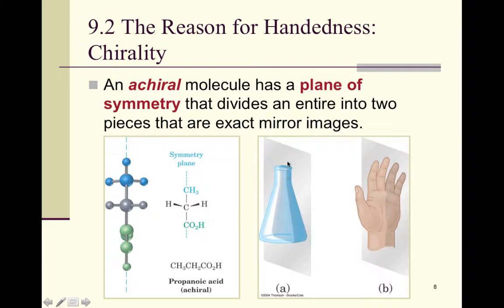This example here, an Erlenmeyer flask, has a plane of symmetry. The right and left hand side are the same as each other, whereas your hand does not have a plane of symmetry. It's going to be chiral. The flask is achiral. Your hand, we can think of it as being chiral.